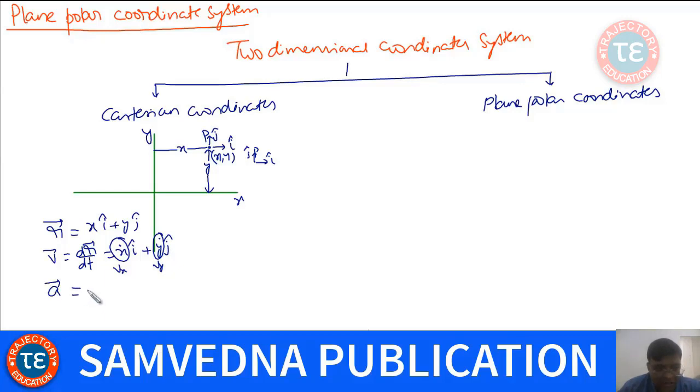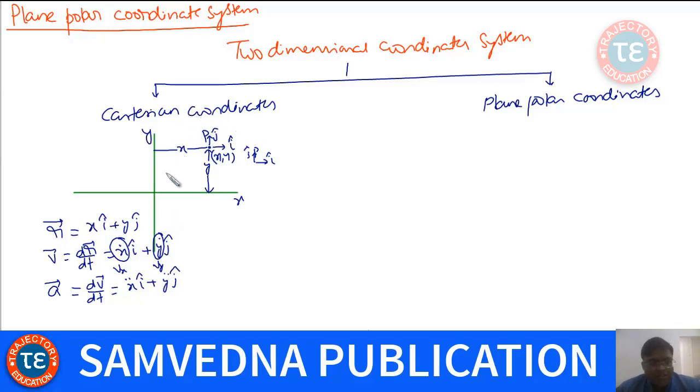And acceleration will be what? Acceleration is going to be dv by dt. So that will be x double dot i cap plus y double dot j cap, right? This is how we write position, velocity and acceleration in the case of the Cartesian coordinate system.